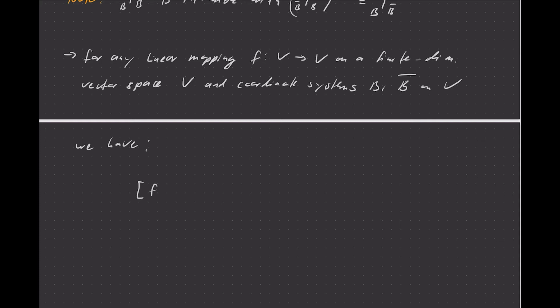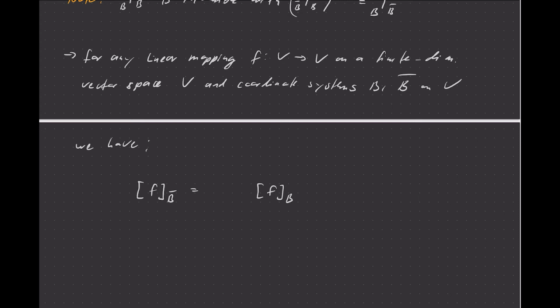Let's say we want to compute the matrix that represents f with respect to B bar. And we have the matrix that represents f with respect to B. Maybe f is given that way, or it's easy to compute that one, but we actually want the representation with respect to a different coordinate system. How do we do that?